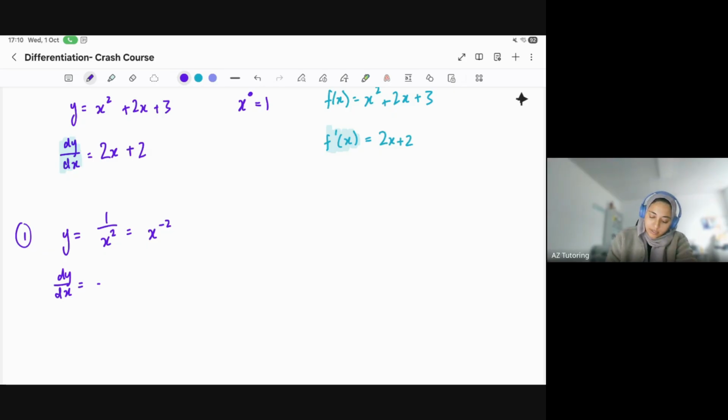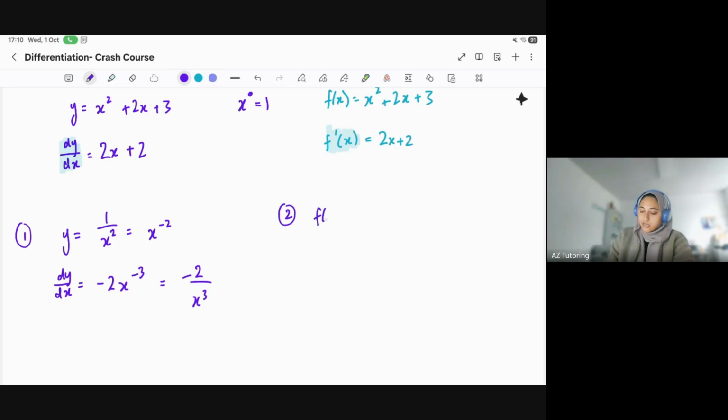So times the front by minus 2, and then decrease the power by 1. So minus 2 minus 1 is minus 3. I wouldn't recommend leaving your answer like that. So you'd put the x back underneath just to get rid of that negative power. So minus 2 over the x to the power of minus 3 goes underneath and it becomes x cubed. And that's your answer.